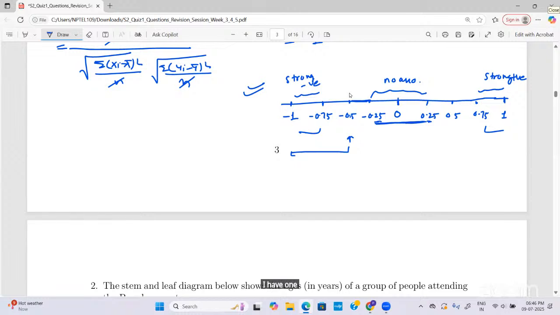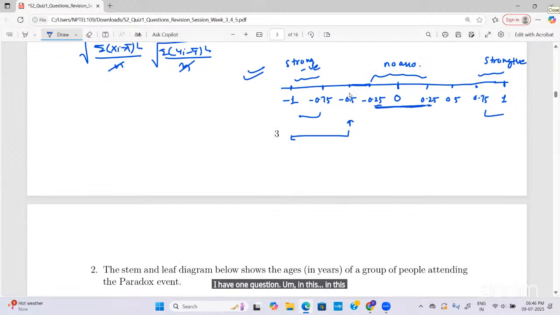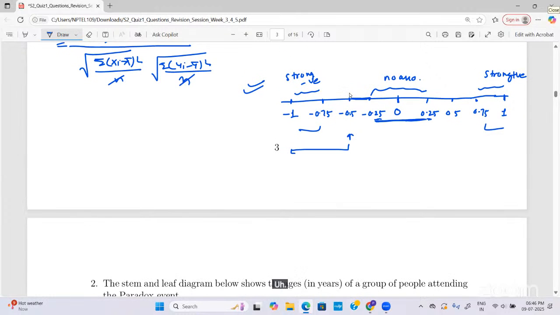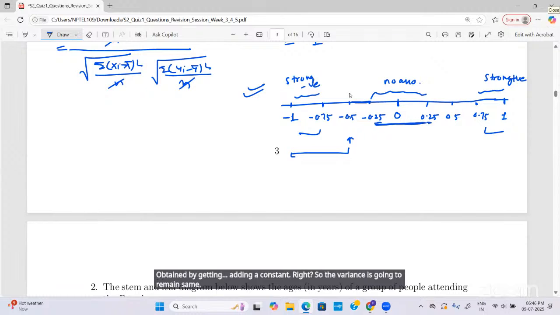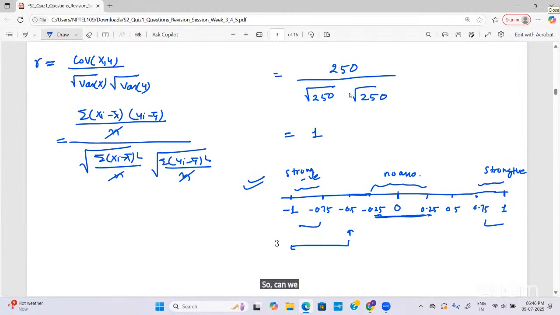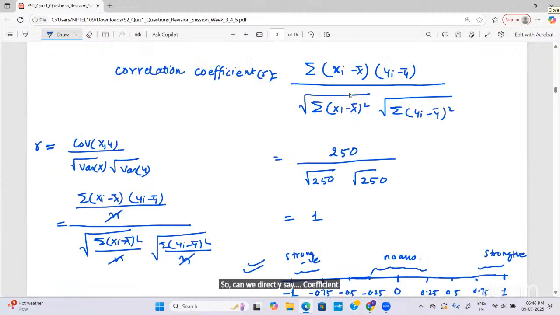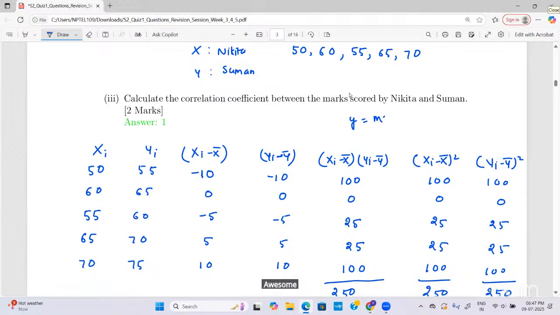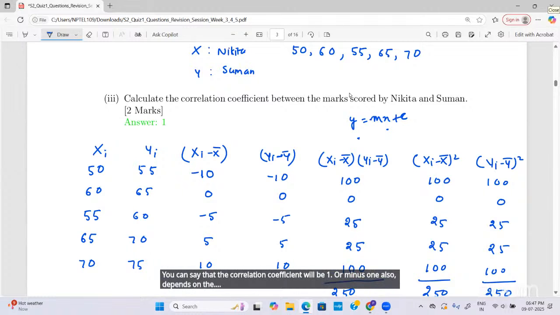Ma'am, one question. In this sum, this y variable is actually obtained by adding a constant, right? So the variance is going to remain the same, and the standard deviation is going to remain the same. So can we directly say the coefficient is 1 without calculating the values? You can use the relation y equals mx plus c. If this kind of relationship is there between the x and y variables, you can say that the correlation coefficient will be 1 or minus 1, depending on the sign of m.